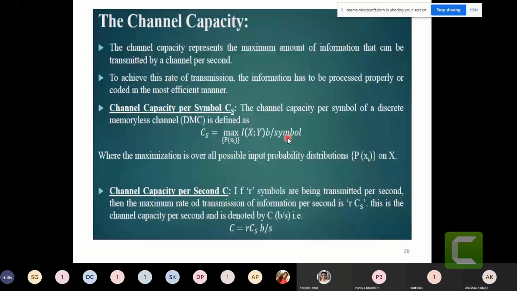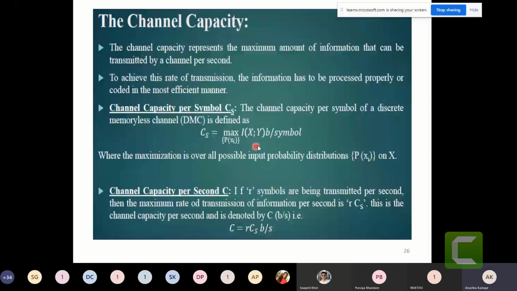So here, instead of bits per second, the channel capacity can also be termed in terms of bits per symbol. Because based on how many bits per symbol the channel is going to transmit, the channel capacity can be defined. So the channel capacity definition per symbol has been presented with this mathematical equation. And this mathematical equation is for the discrete memoryless channel.